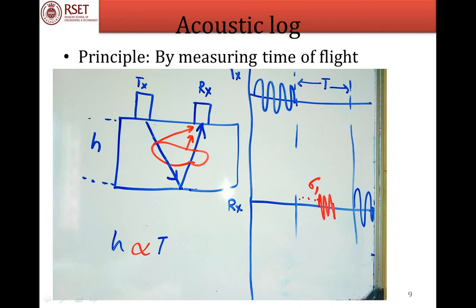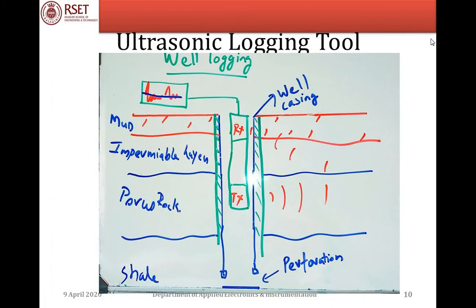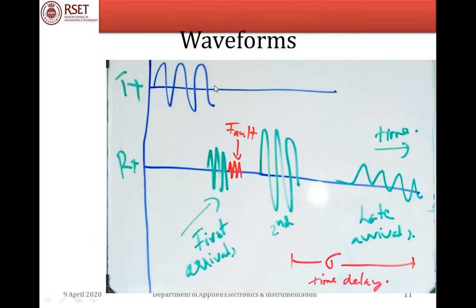It's called time of flight measurement. An ultrasonic logging tool contains one transmitter and a receiver, and even multiple configurations are possible. The transmitter sends waves into the rocky layers as well as the well casing or the pipe, the well bore. The waves, after passing through the different layers, will get reflected back into the tool's receiver. Now typically the waveform will look like this.